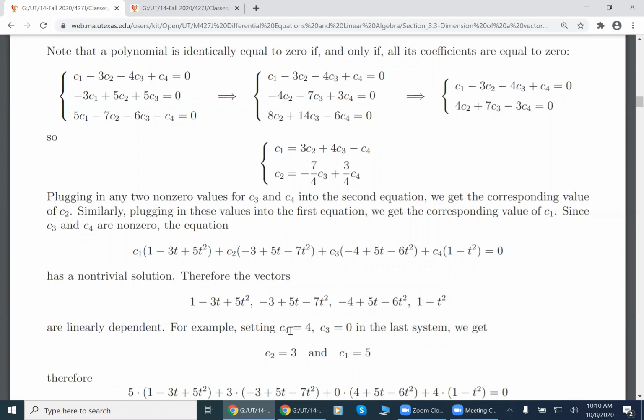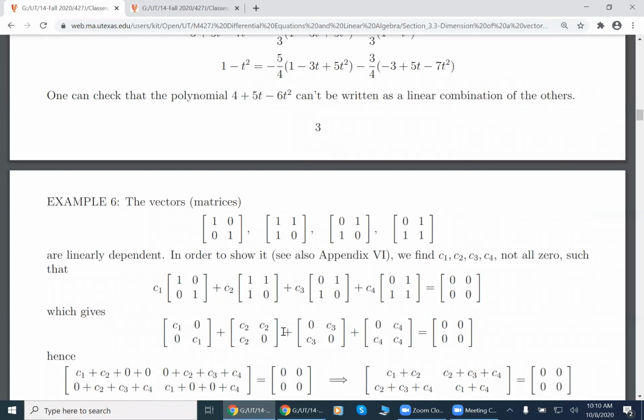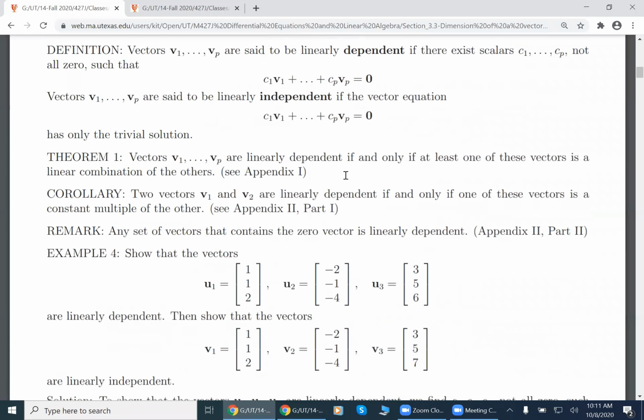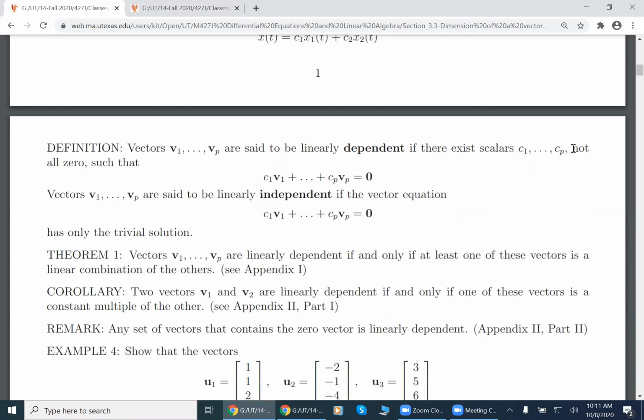Folks, other questions? Just to double check on that. So even though we set C3 to 0, that's not a trivial one, right? Exactly, because it's written here, not all. At least one non-zero means not all 0. Does it make sense? Yeah.